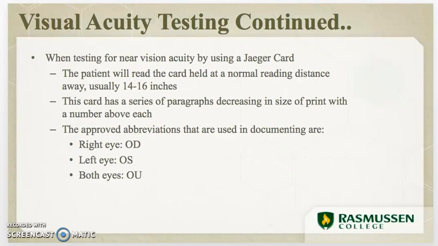Near vision acuity is done when a patient's having problems reading or performing tasks that are close up. This type of testing is done with what we call a Jaeger chart or a Jaeger card. The patient will read the card and hold the card at a normal reading distance away, which is typically 14 to 16 inches. The card has a series of paragraphs in decreasing size. And we read this result based on the number that is above the last paragraph that the patient can easily read.